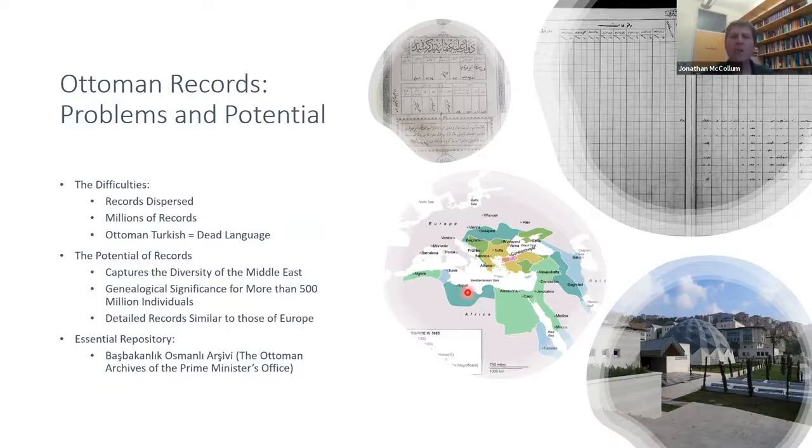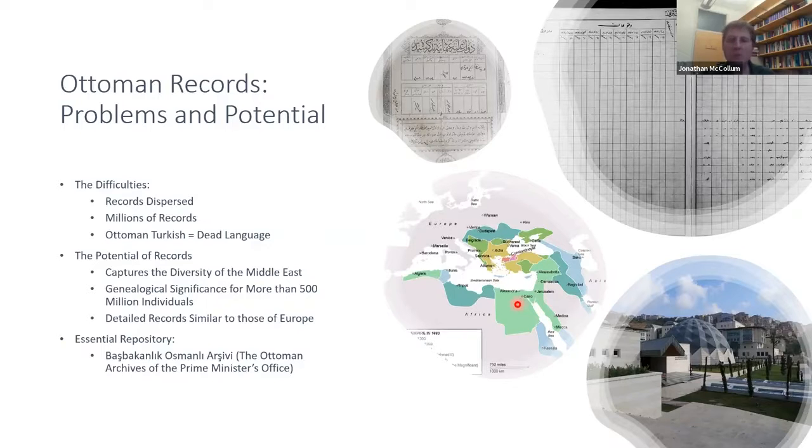Now, there are some problems with approaching Ottoman records. Some of the difficulties are that the records can sometimes be dispersed. You're not always going to find them at the heart of the empire, which was the old city of Constantinople, now known as Istanbul. You'll find records that are still located in places as diverse as Palestine or Algeria or Tunisia or Kuwait.